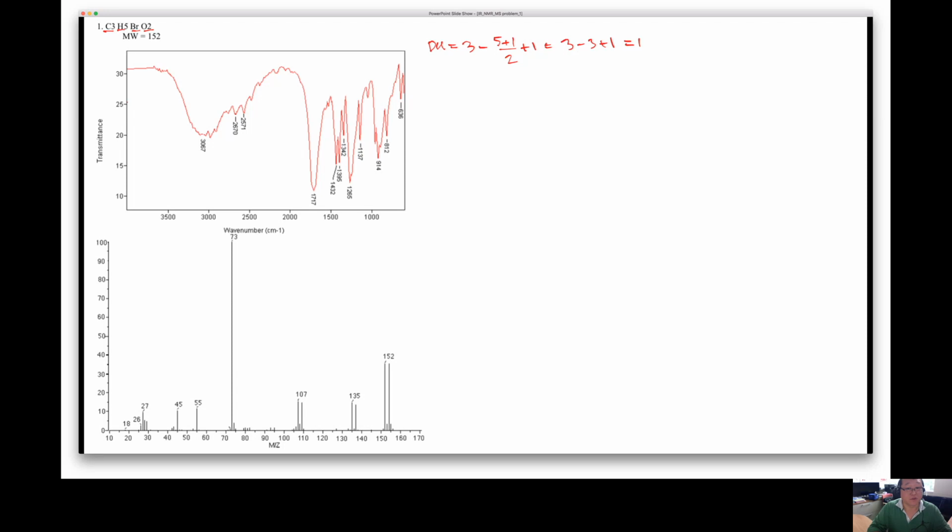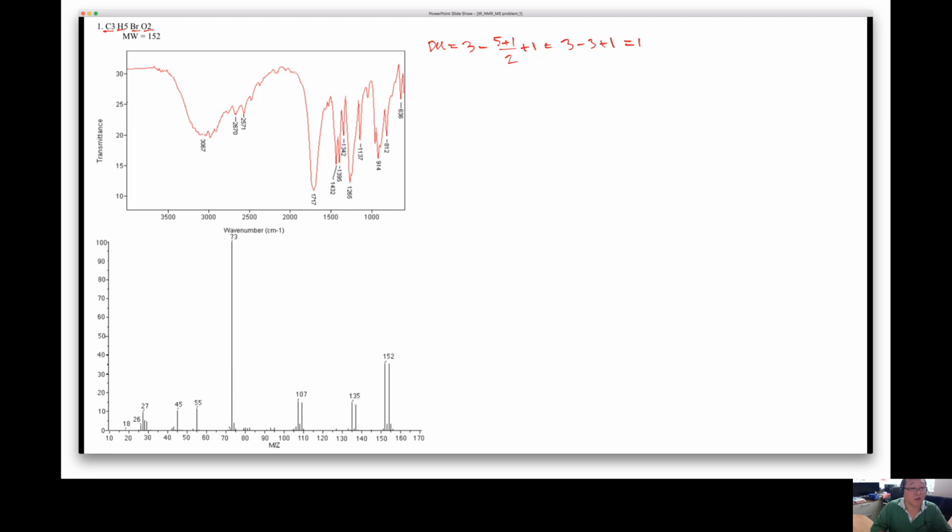So with just 3 carbons and 1 degree of unsaturation, it's probably a double bond. But I wouldn't exclude the possibility that this may be a cyclic molecule as well. So we don't know whether this 1 degree of unsaturation comes from a double bond or a cyclic structure.